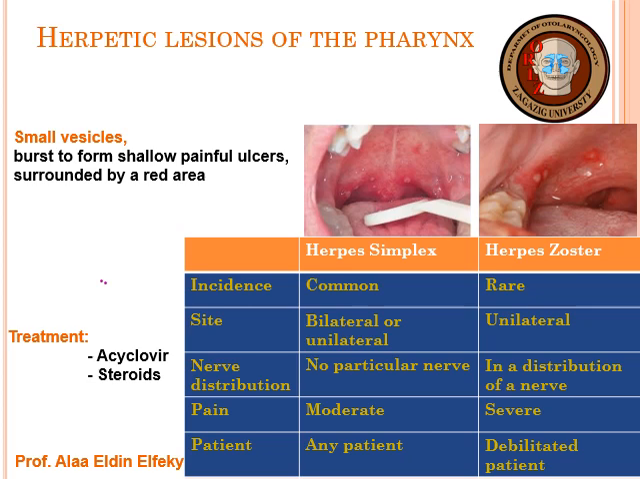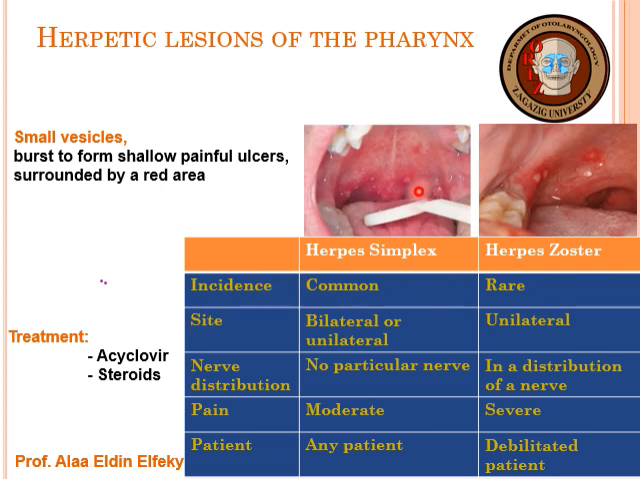Herpetic lesions of the pharynx. The most common herpetic lesions of the pharynx are herpes simplex and herpes zoster. What is the presentation? Small vesicles. The small vesicles burst to form a shallow painful ulcer, and the ulcer is surrounded by a red area.